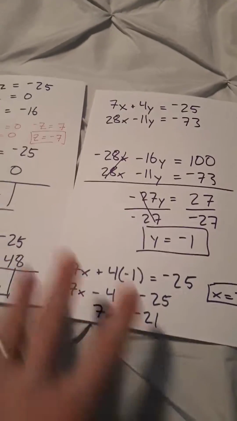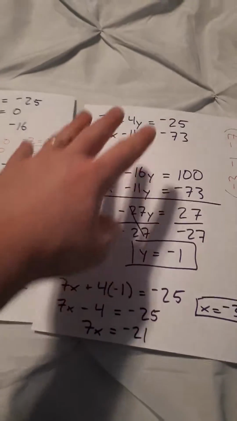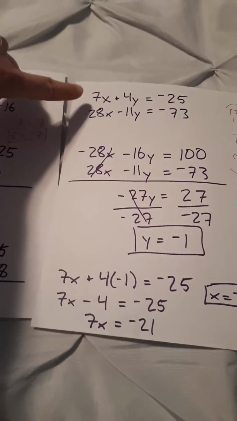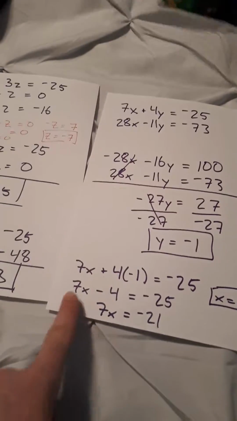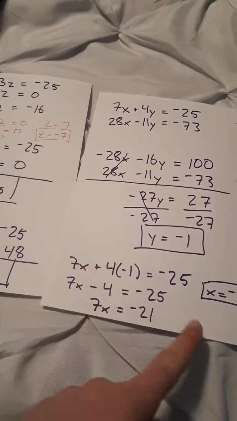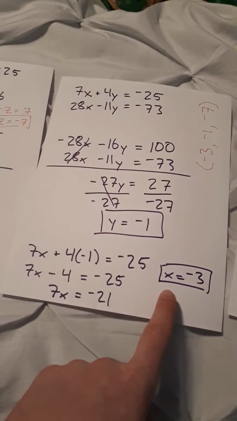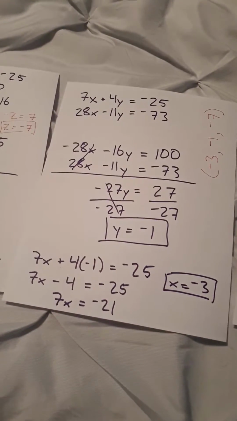Once we're there, basically I know what y is. I pick one of these two variable equations and we find x. I picked this one right here, but you can pick either one you want. I basically sub in negative 1 for y, solve for x. I get 7x equals negative 21, so divide both sides by 7, x equals negative 3.